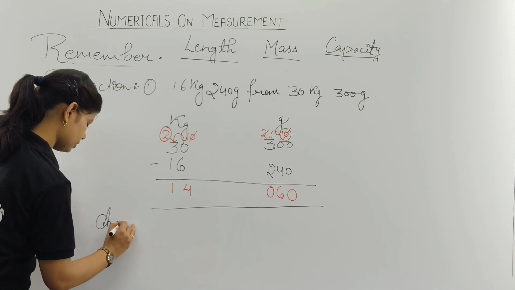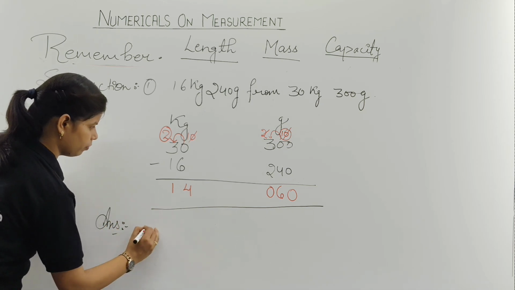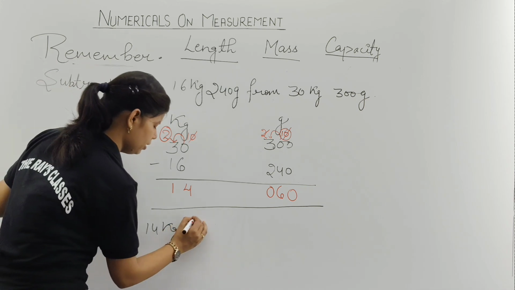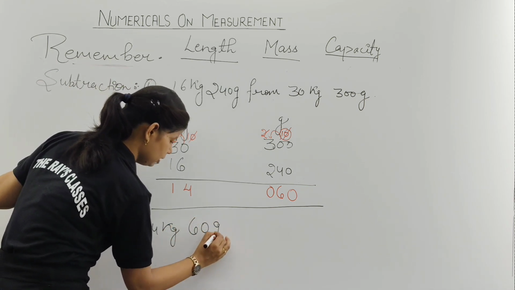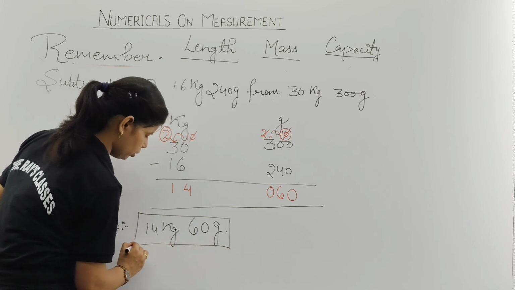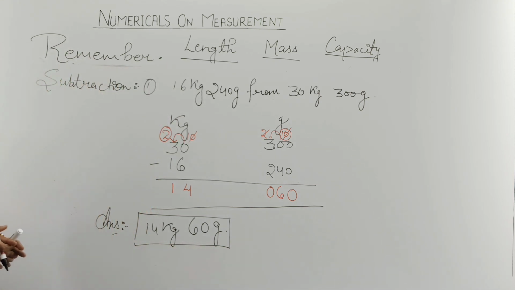So, your final answer is what? Your final answer is 14 kg. And how many gram are we having? 60 gram. This is your final answer which you are going to get for this problem. Clear?